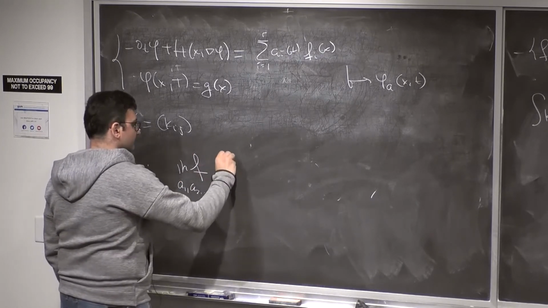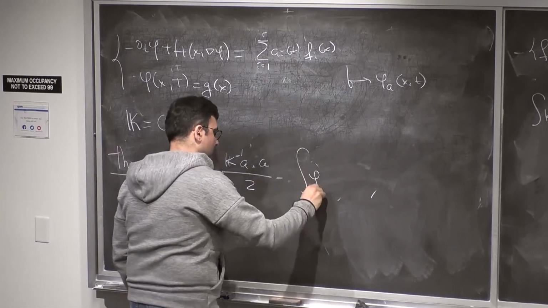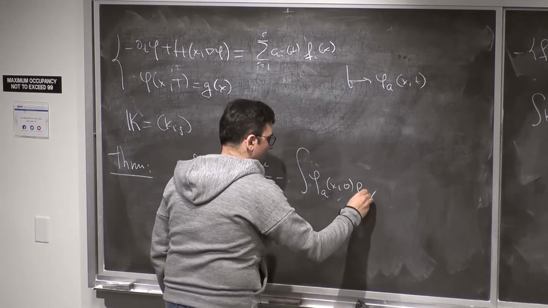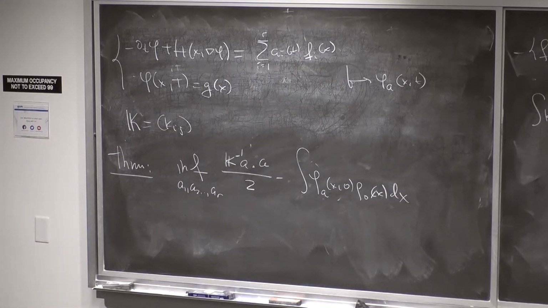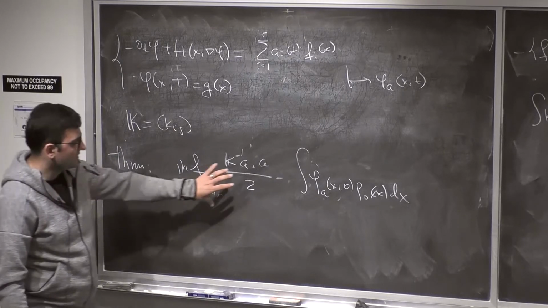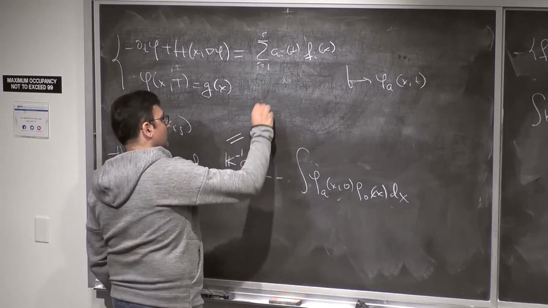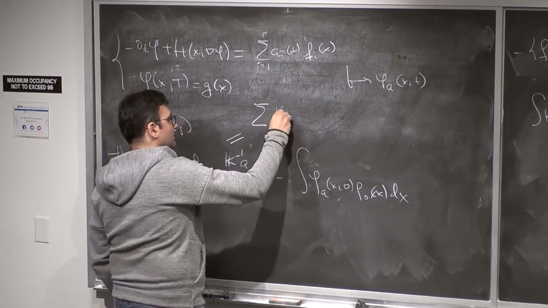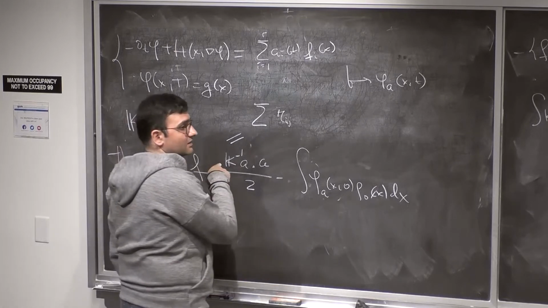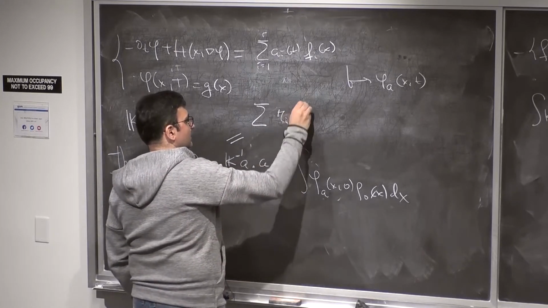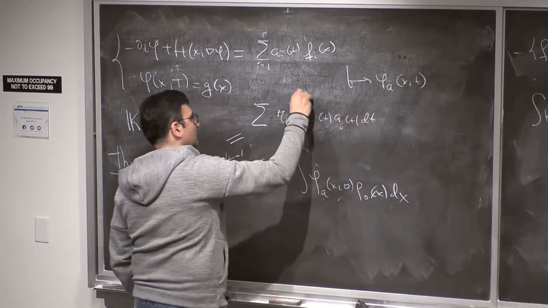So we take this quadratic term. Let me write it in an expanded way. Let's say R_ij are the entries of K inverse. And so this is going to be, okay?